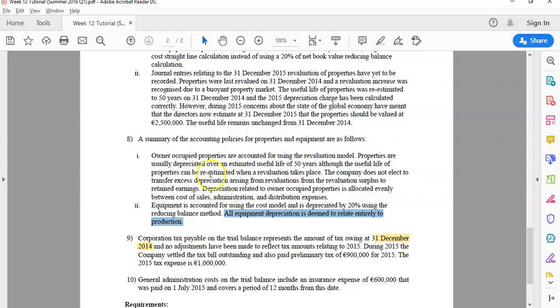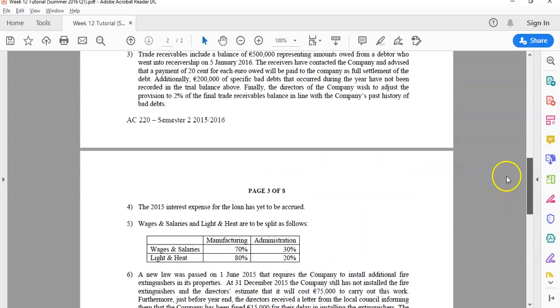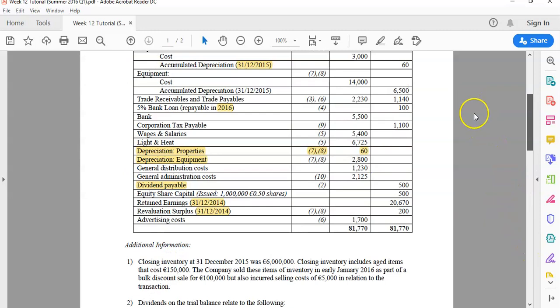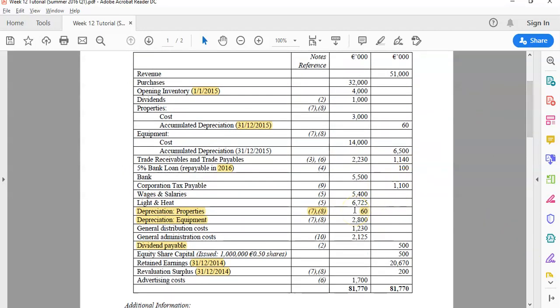The property, then you're told, owner-occupied properties are accounted for using the revaluation model. They're depreciated over a useful life of 50 years, and then re-estimated when the reval is finished. Does not elect to transfer depreciation. That's a possibility or an option under IAS 16. And it's allocated evenly between the three: cost of sales, admin, and distribution expenses. So we're not told it's been accounted for incorrectly. So we're assuming the figure is fine, the depreciation of the property of 60.